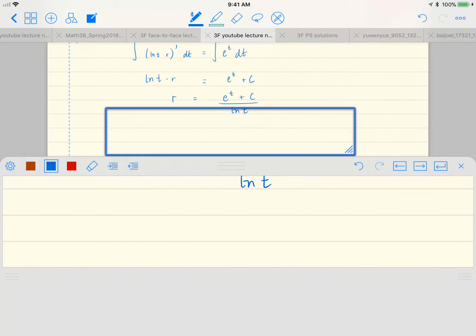So we can write down, r of t is equal to e to the t plus a constant, divided by natural log of t.